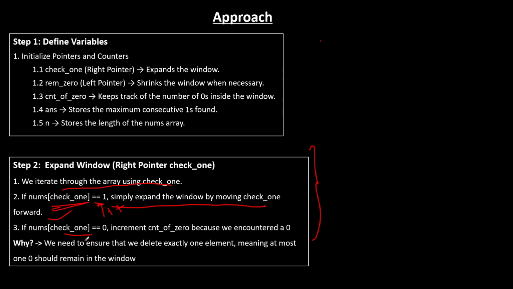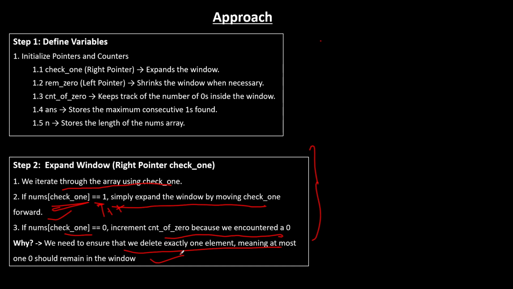And if it is zero, now we have to check for two things. Is the count zero variable greater than one, or is it zero? So increment count zero because we encountered zero. But we need to ensure that we delete exactly one element, meaning at most one zero should be remaining in the window.